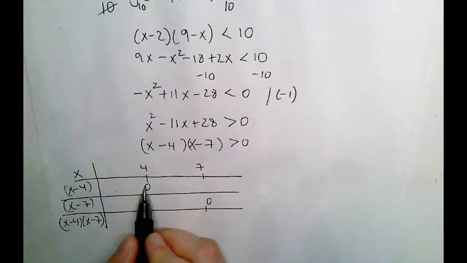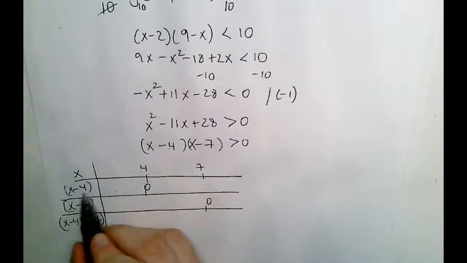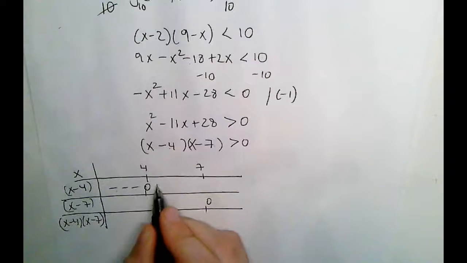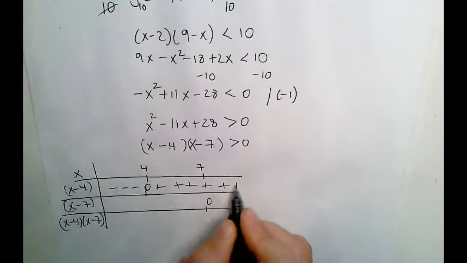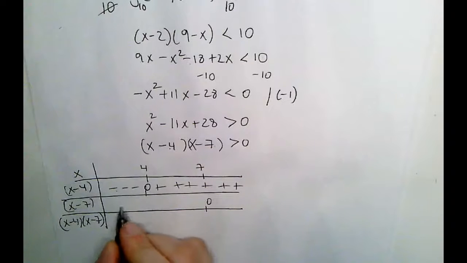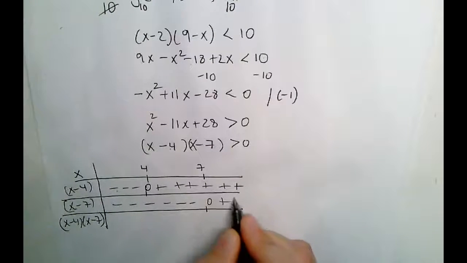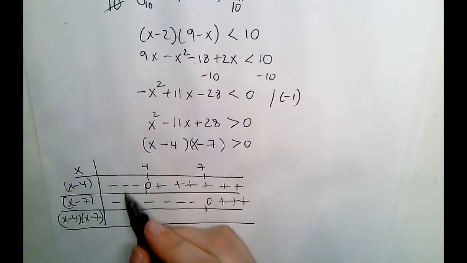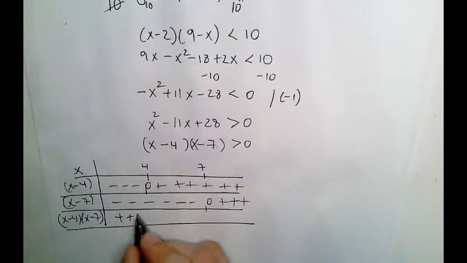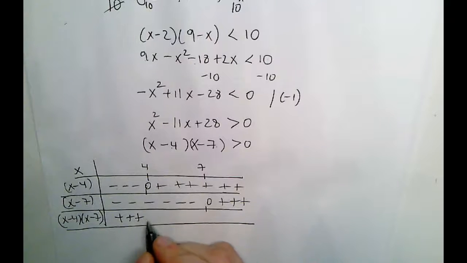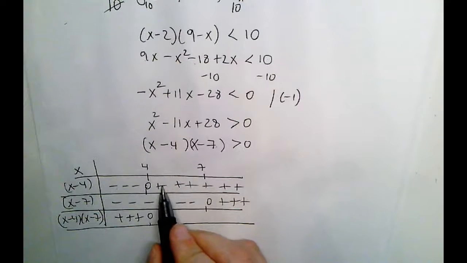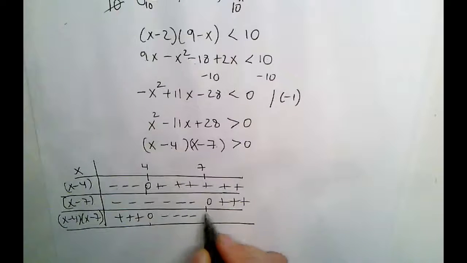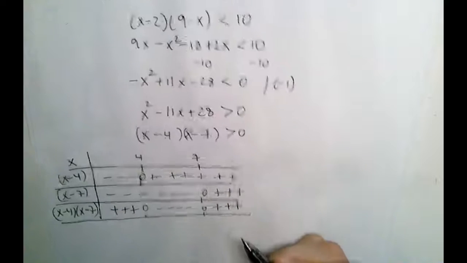So to the left of 4, this quantity is negative. And to the right of 4, this quantity is positive. To the left of 7, this quantity is negative, and to the right of 7, this quantity is positive. Now, a negative times a negative is going to be a positive. A 0 times a negative is going to give me a 0. A positive times a negative is going to be a negative. A positive times a 0 is going to give me 0. And then a positive times a positive is going to be positive.